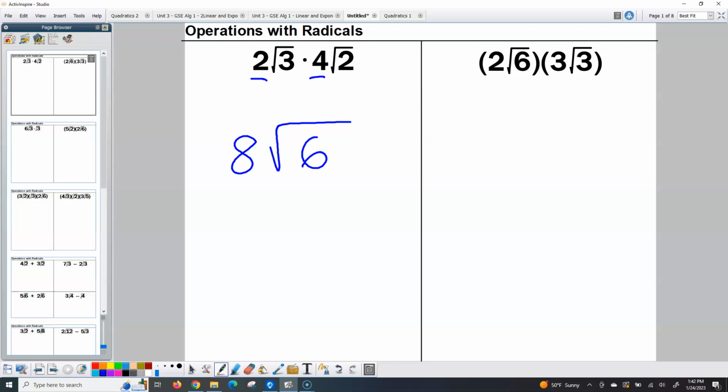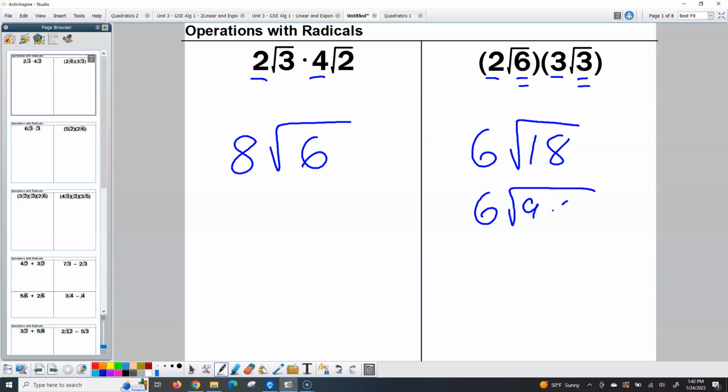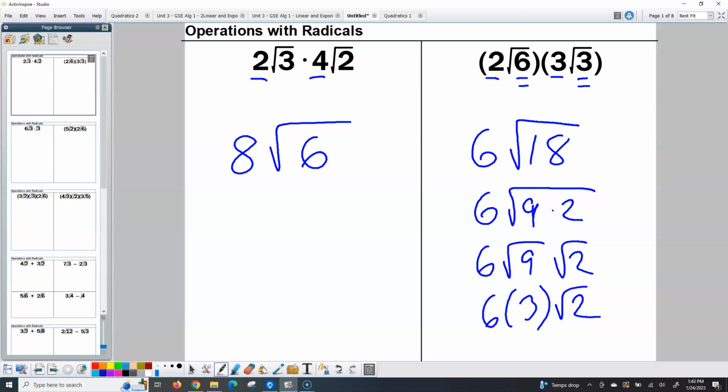The next one we've got outside times outside. That's 2 times 3. That would be 6. And then inside times inside would be 6 times 3. That's 18. And 18 is not in simplest form. There's a perfect square that goes into 18. That would be 9 times 2. So I would rewrite that as 6 times the square root of 9 times the square root of 2. And the square root of 9 is 3. And 6 times 3 is 18. Square root of 2 is my final answer right there.